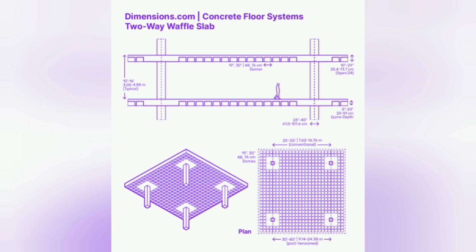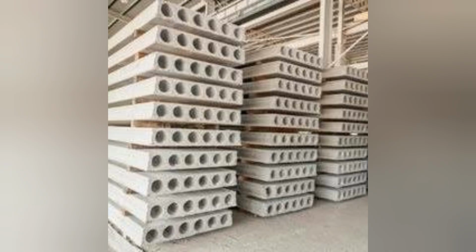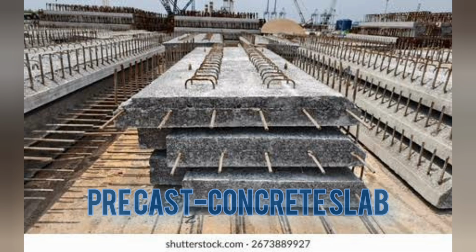For speed and efficiency, especially in multi-story buildings, prefabricated elements are king. This is where the hollow core slab shines. These are pre-stressed, precast concrete slabs with continuous voids running through them. They are manufactured off-site in a factory, transported to the site, and lifted into place.